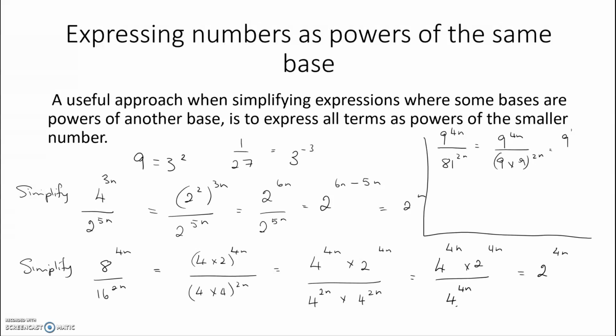And then we could have 9 to the 4n over 9 to the 2n times 9 to the 2n. Now tidy the bottom line, that becomes 9 to the 4n over 9 to the 2n plus 2n, which is 4n. And 9 to the 4n over 9 to the 4n is 9 to the power of 0, which is 1. Tricky.